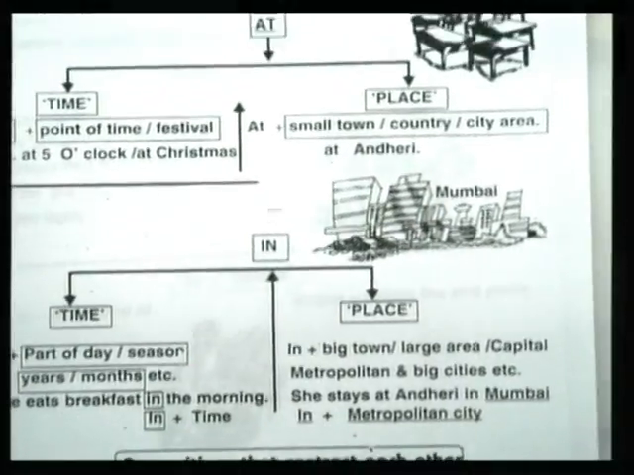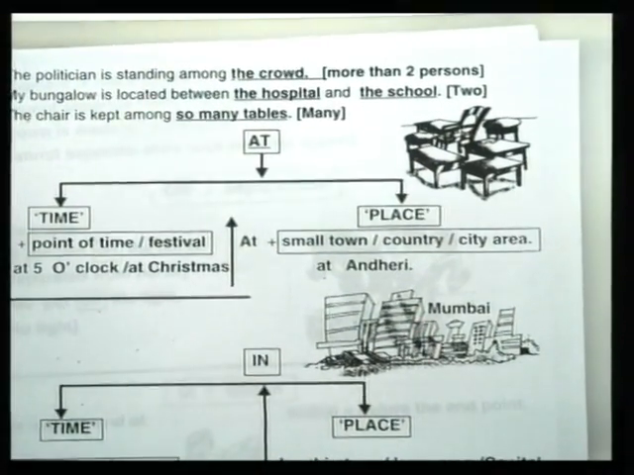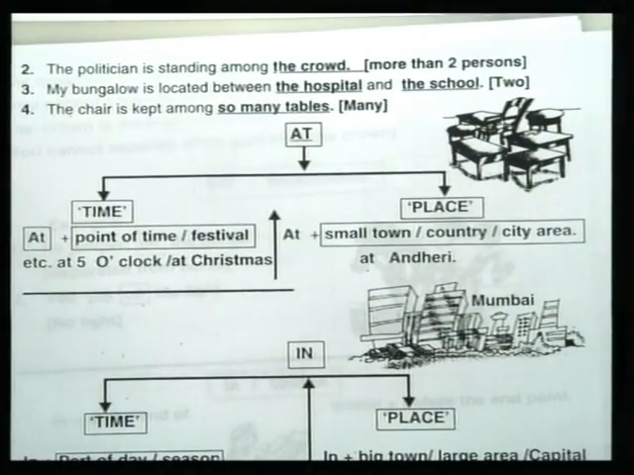The politician is standing among the crowd. Among means he is standing between more than two persons. So we can say the politician is standing among the crowd.